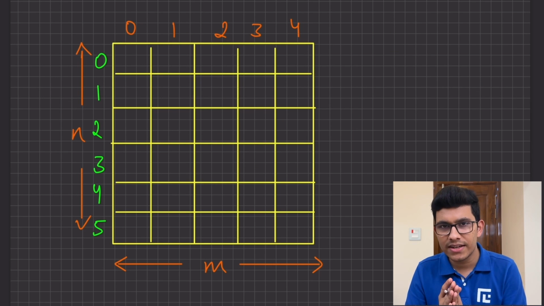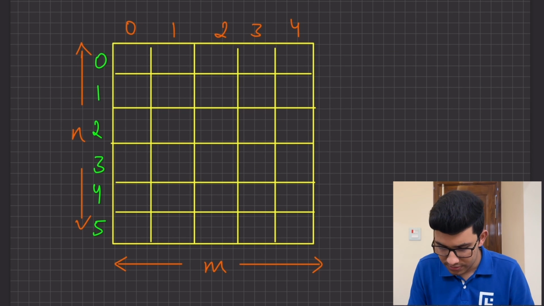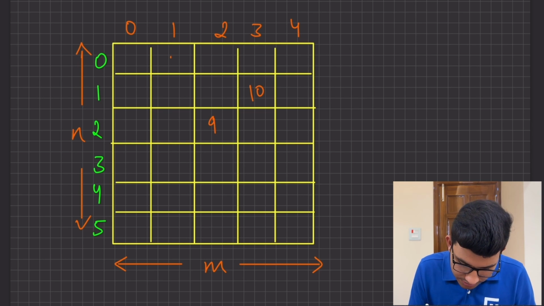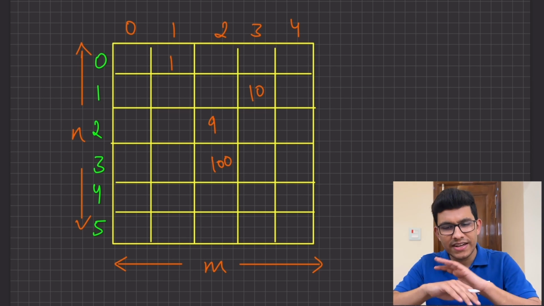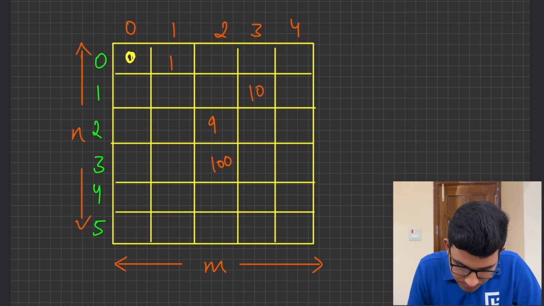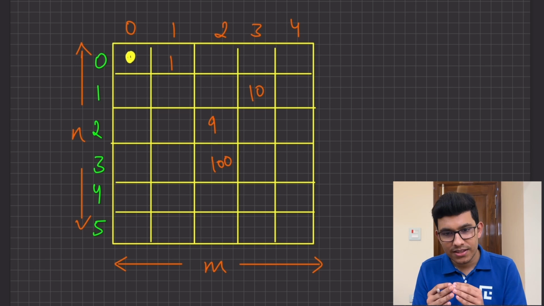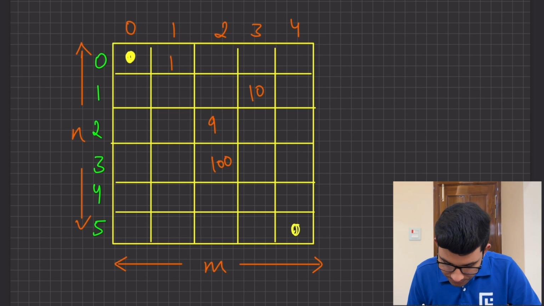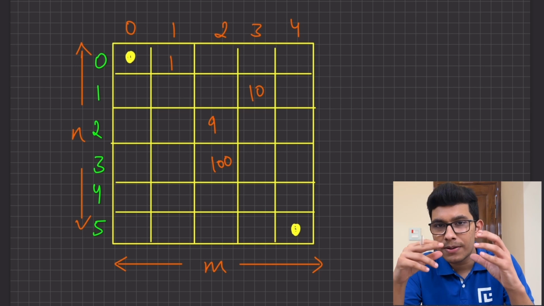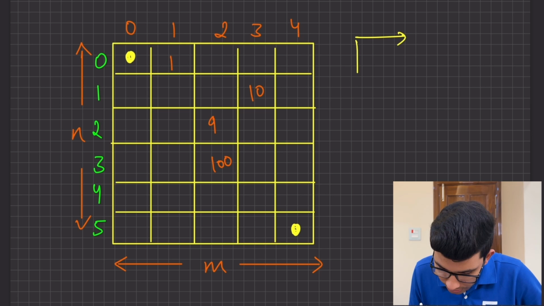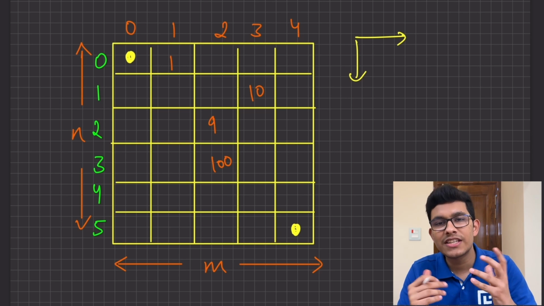Let's suppose I tell you that this entire grid is filled with certain numbers, okay? This could be any numbers like 9, 10, 100. The entire grid is filled with certain numbers. You're standing on this cell 0, 0, okay? And you want to take a path from 0, 0 to n minus 1, m minus 1, this last cell, such that the sum of values on the path that you take is minimum. You can only go right and you can only go down. Okay, let's try to solve this problem first of all.